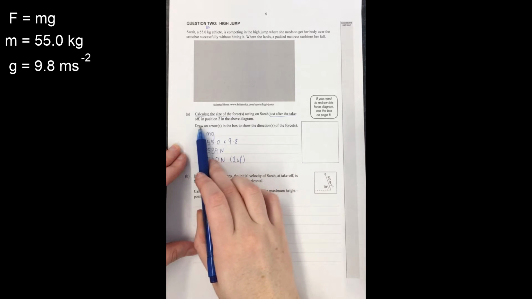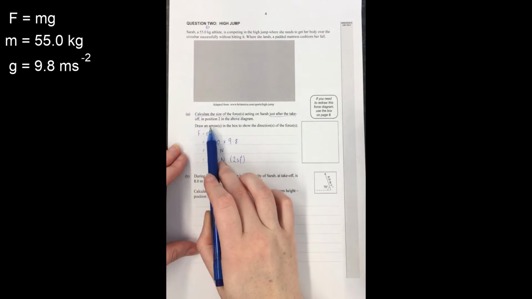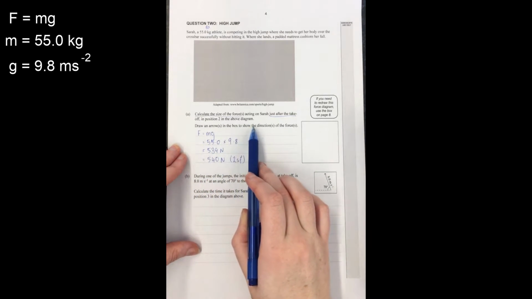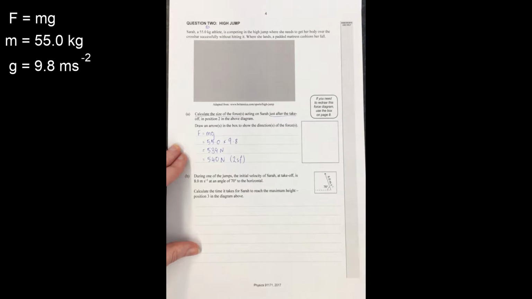We also need to do step 2. Draw an arrow or several arrows in the box to show the direction of the force. Okay, so we should just have a single arrow pointing down. Okay, now that gets us to our achieve. That's our first question. Gets us started off.